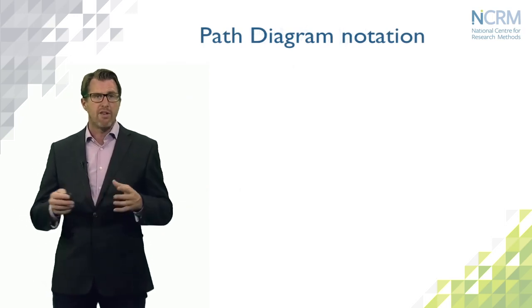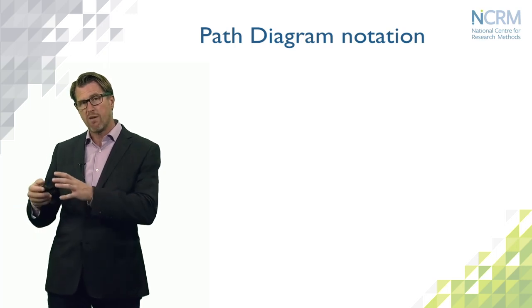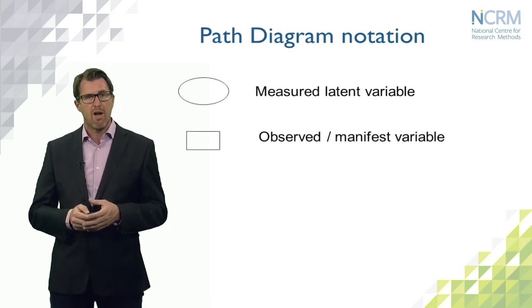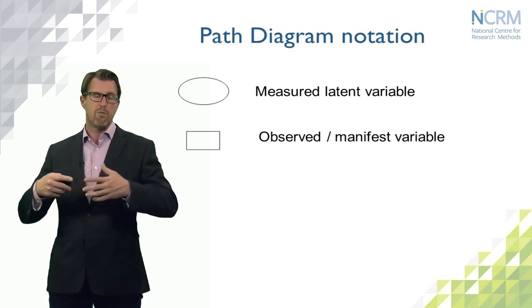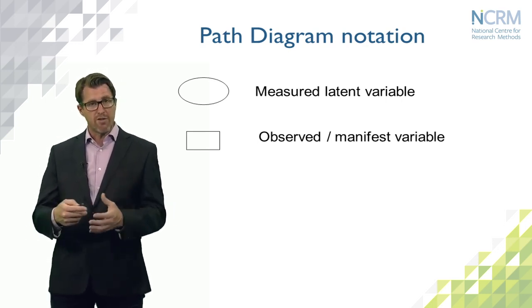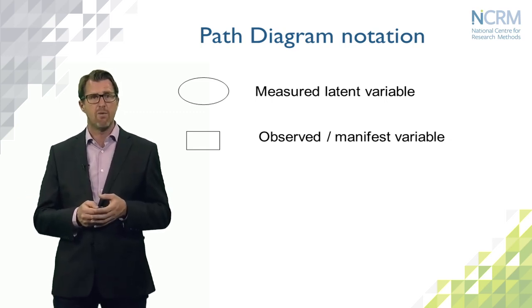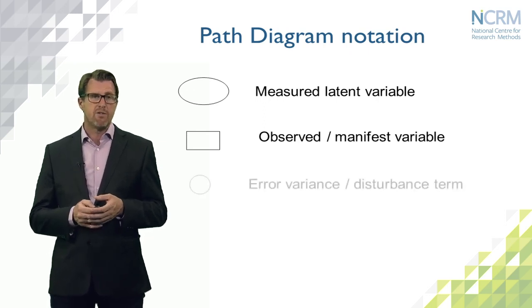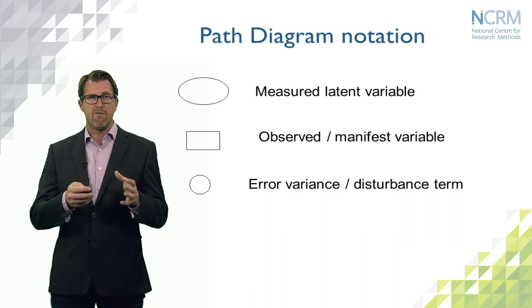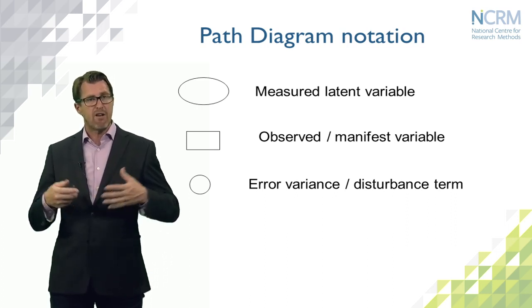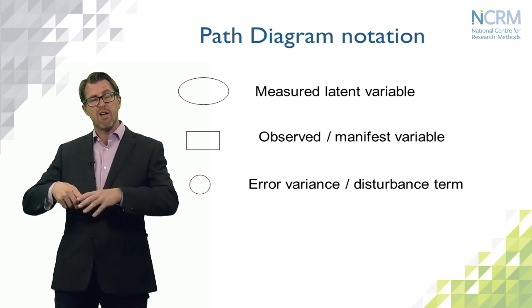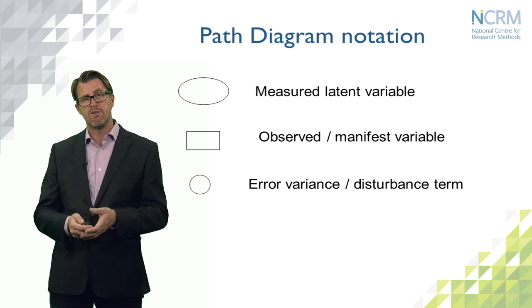So in this slide, I'm presenting some of the standardized notation, the way that we represent different parts of the model using diagrammatic notation. We can see at the top a measured latent variable. So a latent variable would be presented as an ellipse. An observed or manifest variable, such as a questionnaire item that we might use as an indicator of a measured latent variable, would be a rectangle. An error variance or a disturbance term is a small circle, and there's a similarity with the measured latent variable there. They're both circular shaped because an error variance is also a latent variable. It's just that we are not specifying it as measuring anything in particular. It is the what's left over, the residual or disturbance term.